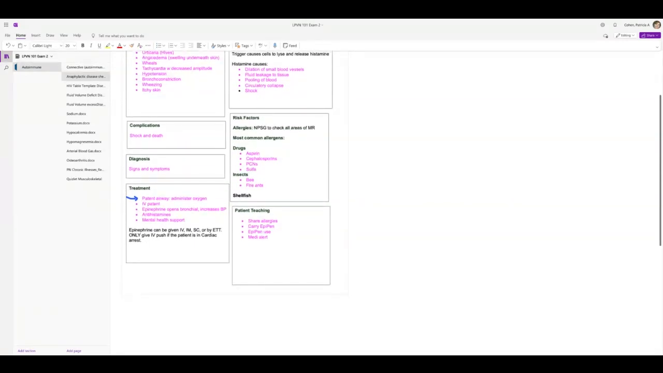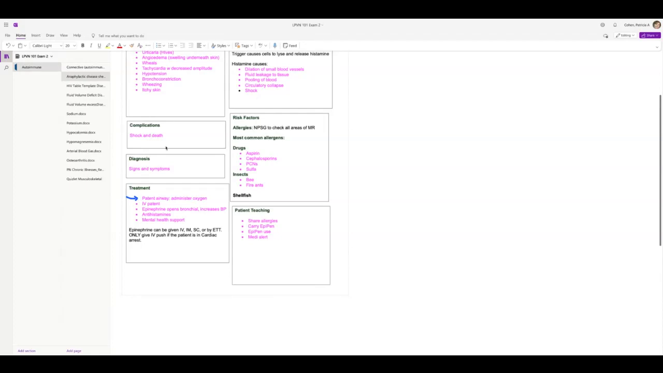Now, this is an important statement I'm going to make. Epinephrine can be given IV, IM, and SC, or by the endotracheal tube, okay? What you really need to know that's really important is only dead people can get IV epinephrine. And what I mean by that is you only give IV epinephrine during a code. So when somebody has had cardiopulmonary arrest, you may give epinephrine SC or IM for a reaction, but not IV.